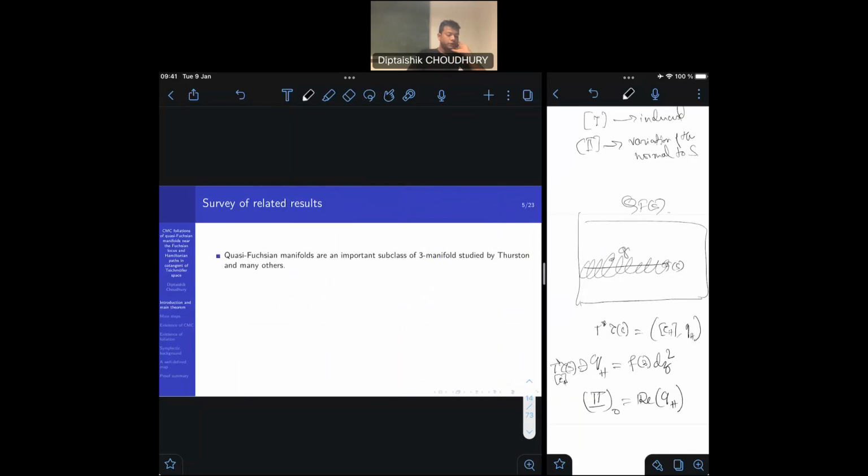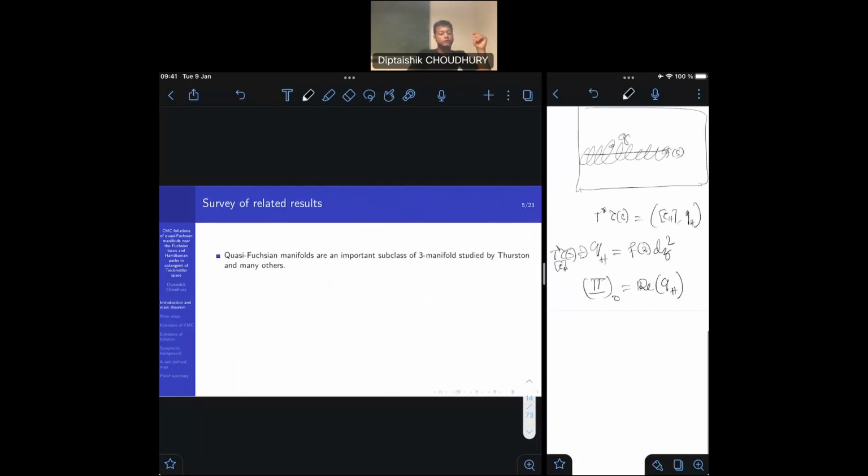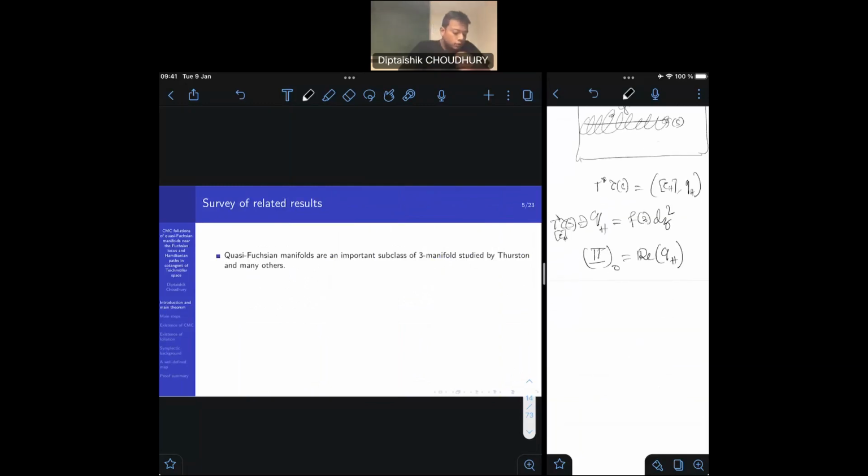So what we are going to do now is motivate why we want to study these things. Quasi-Fuchsian manifolds are an important class of three-manifolds that have been studied by Thurston and many other experts. They are a center for some problems and conjectures, one of them being CMC foliations near the Fuchsian locus in some sense. I will be more precise.